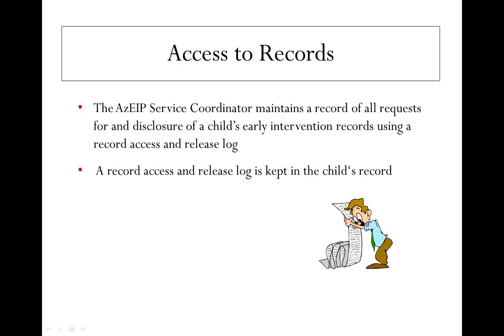The AZIP Service Coordinator maintains a record of all requests for and disclosure of a child's early intervention records using a record access and release log. A record access and release log is kept in the child's record. The log does not need to include requests to review or access the records when made by the parent, other early intervention team members in the program, or authorized representatives of the DES AZIP office, which oversees the statewide early intervention program.